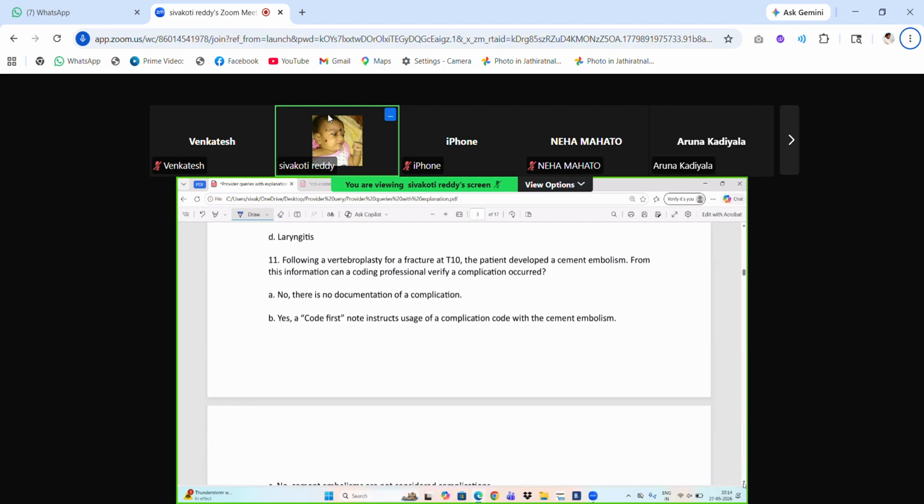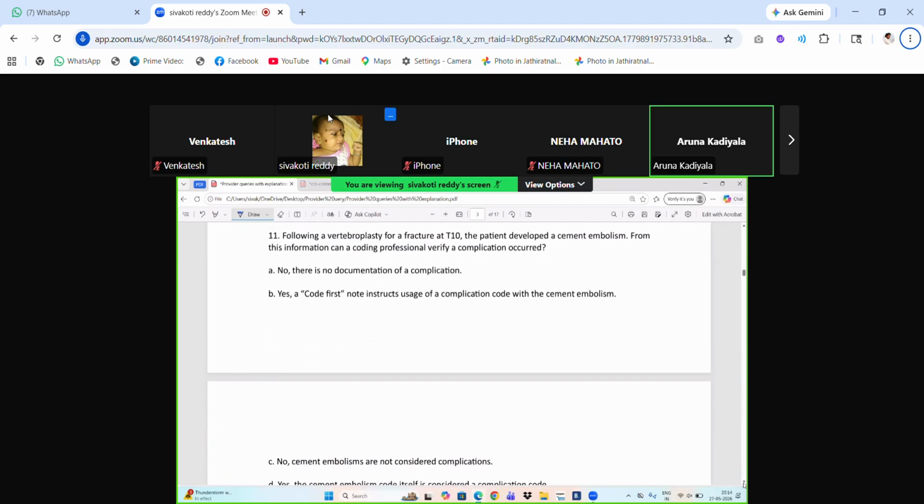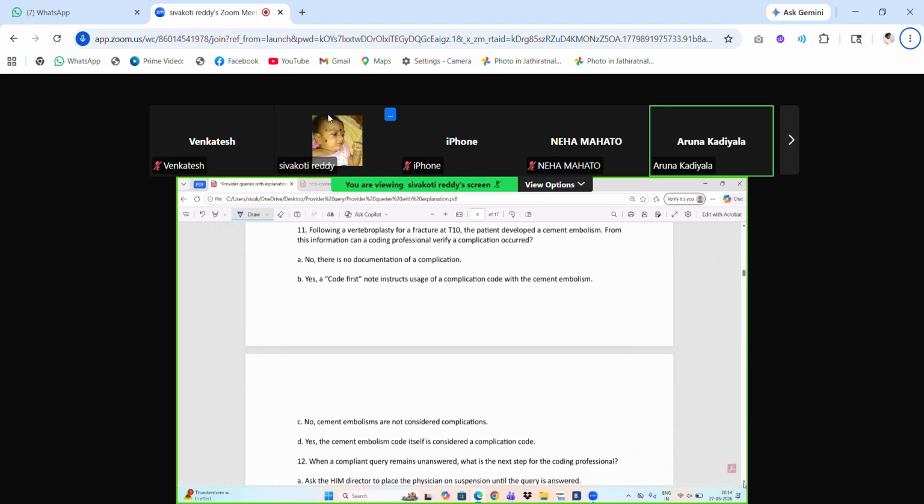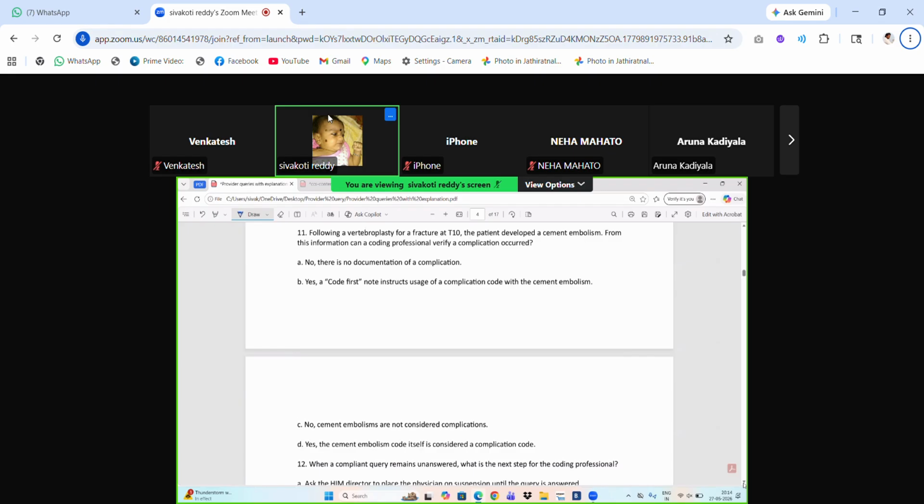Next question. Following a vertebroplasty for a fracture of the thoracic vertebra, the patient developed cement embolism. From this information, can a coding professional verify whether a complication occurred or not? First, yes or no, you can check. The cement embolism code itself is considered a complication code.